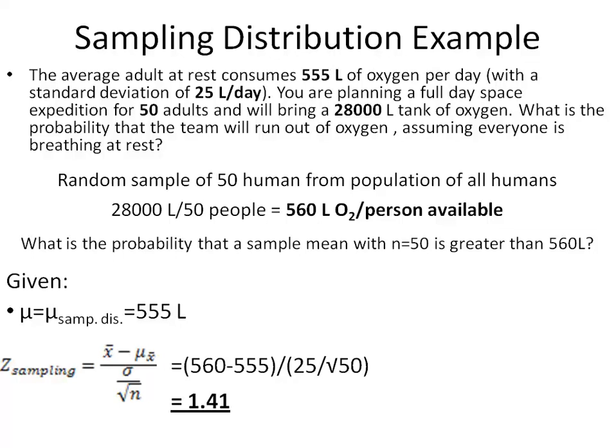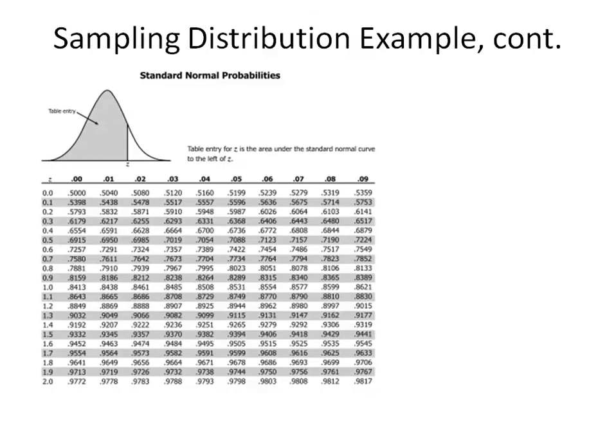Now let's use that z-score to hopefully find the probability that the team will run out of oxygen. So we go back to our z-table, and we had a value of 1.41. We start at the first column with 1.4, and we need to find the hundredths place for 1.41. So we go 0.00, 0.01, highlight that, go over and down, and it's 0.9207. So in a standard normal distribution, the area under the curve to the left of 1.41 is 0.9207.